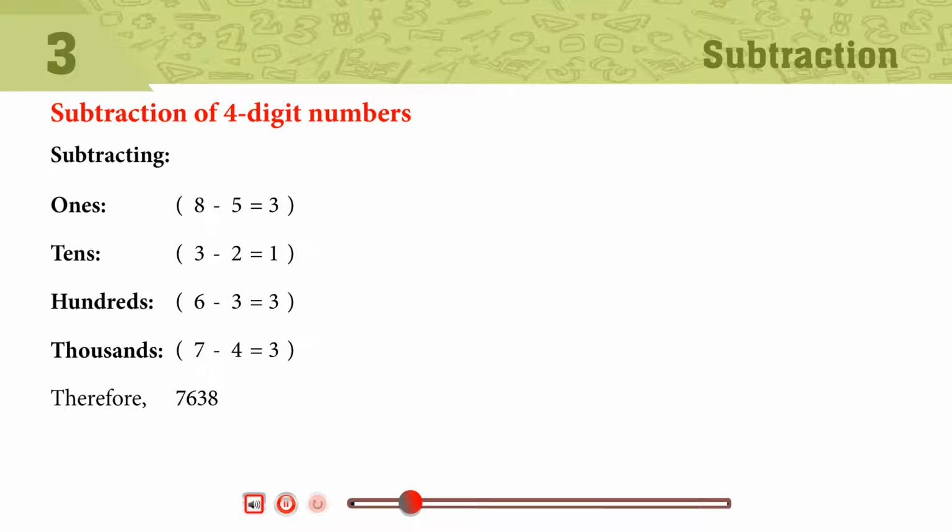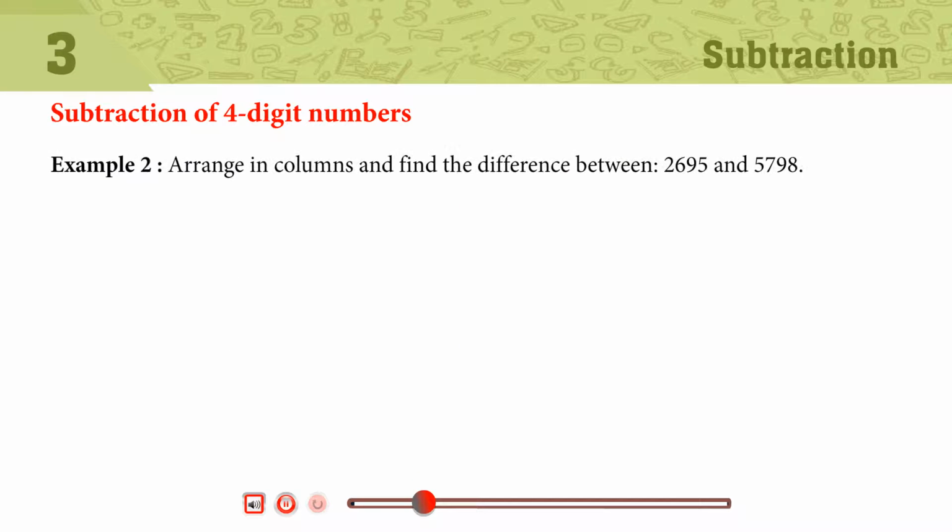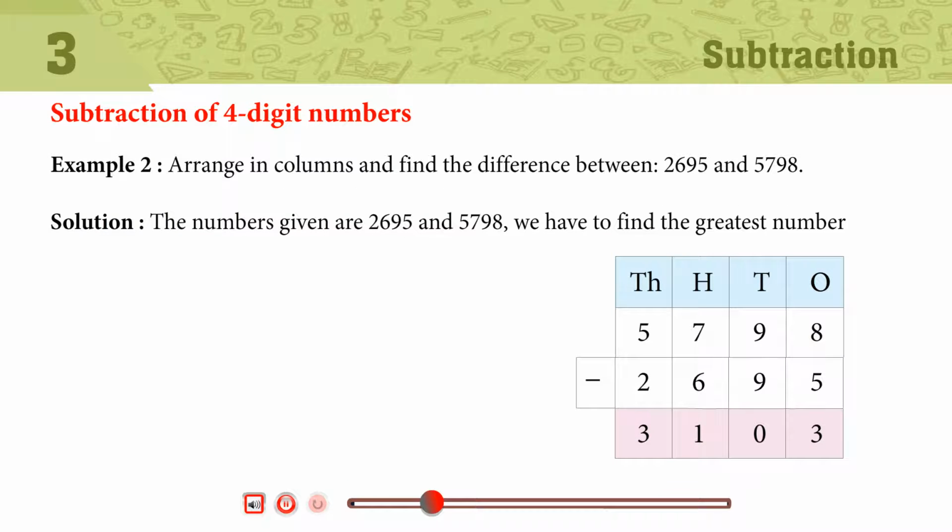Therefore, 7,638 minus 4,325 is equal to 3,313. Remember, the greater number is called the minuend, the smaller number is called the subtrahend, and the result obtained after subtraction is called the difference. Example 2. Arrange in columns and find the difference between 2,695 and 5,798. Solution. The numbers given are 2,695 and 5,798.